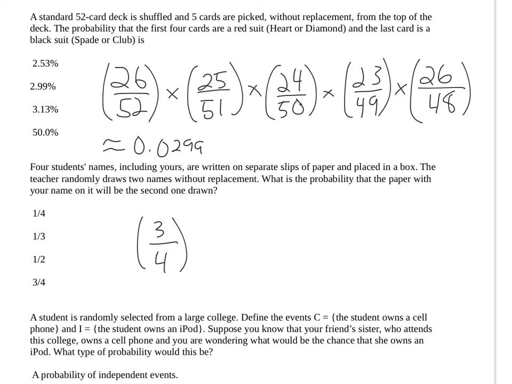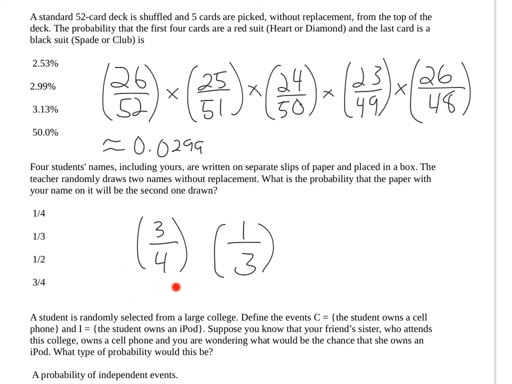And the second one, the probability that the second one drawn has your name on it is now 1 out of 3, right? Now, are these events independent? Can you multiply them together? Yes, you can. Because once you have drawn, the scenario changes here.